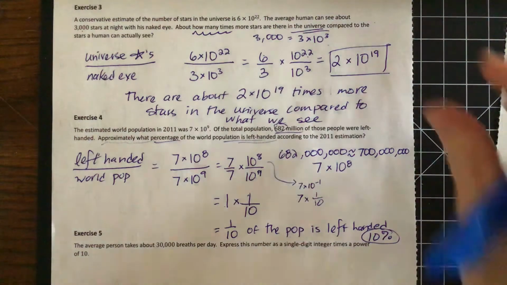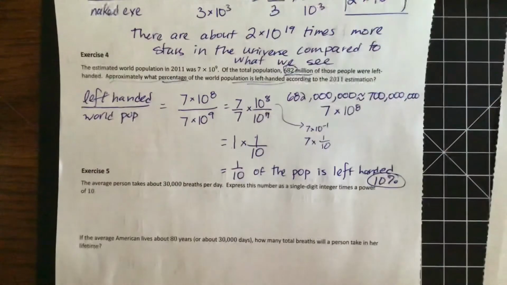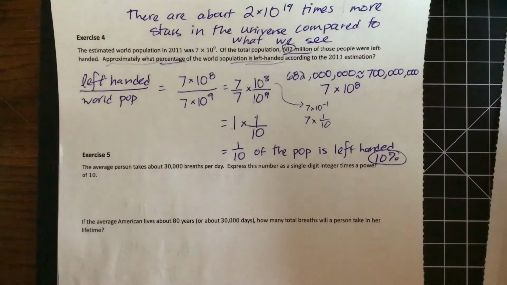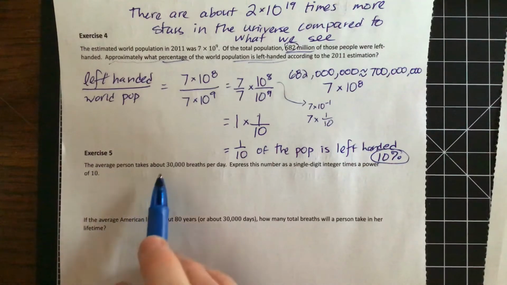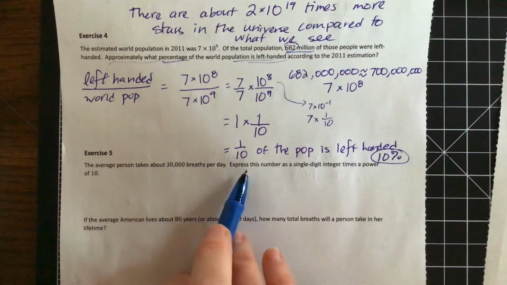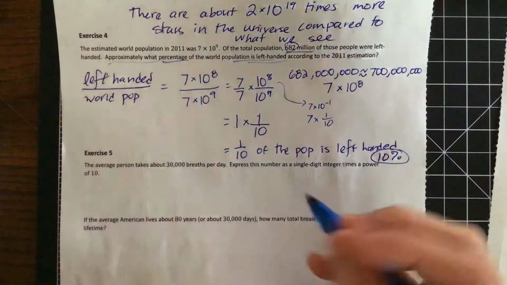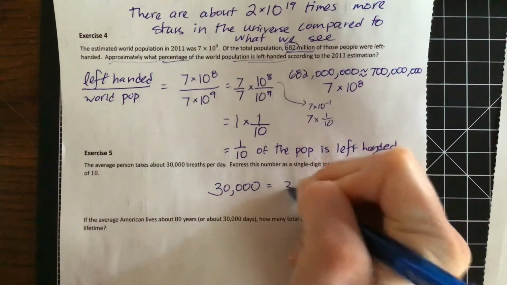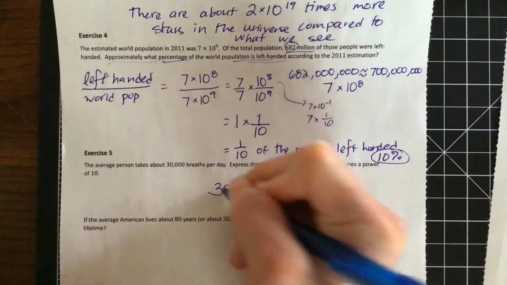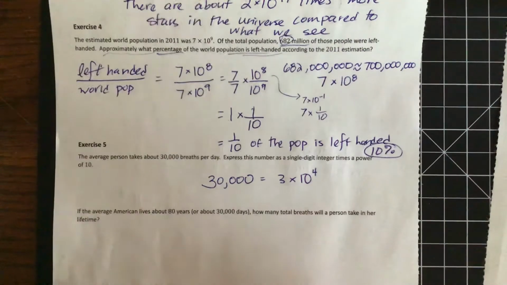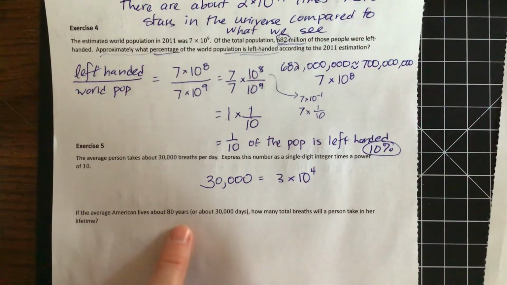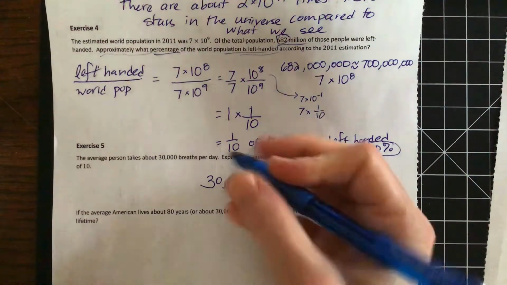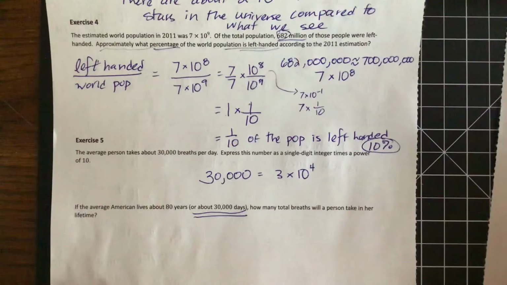Okay. And we have one more problem. Let's see if we could get this one pretty fast. It is the exercise 5. The average person takes about 30,000 breaths per day. Express this number as a single-digit integer times the power of 10. So that's going to be, we have 30,000 is equal to 3 times 10 to the 1, 2, 3, 4. Okay? And if the average American lives about 80 years or about 30,000 days, how many breaths will the person take in their lifetime? So it's nice that we're given 30,000 days.